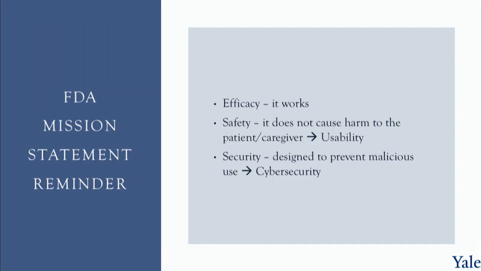Okay, so let's just recap here before we jump into talking about the regulatory process. This is from the mission statement of the agency. They're worried about efficacy, whether your software works, and by works, it has the appropriate functionality to meet its intended uses. Safety, that it does not cause harm to the patient or to the caregiver. And for software, a lot of that comes down to usability, making sure the user interface is such that we don't get into errors, and security, that the software is designed to prevent malicious use. And again, for software, a lot of that we have to worry about is cybersecurity.